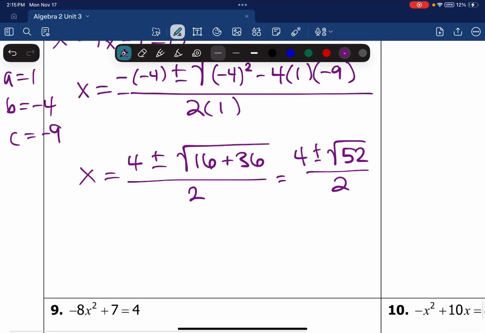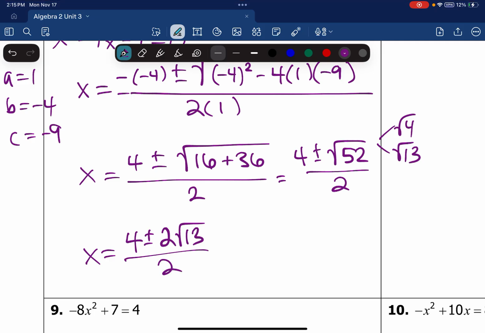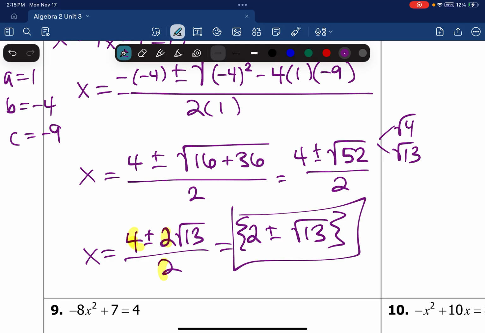We're then going to simplify radical 52. We're going to think of its perfect square factors. Radical 52 could be rewritten as radical 4 times radical 13. So this would be 2 radical 13 when it simplifies out, all over 2. Finally, remember, we look at these whole numbers. We're going to simplify this fraction. 4 divided by 2 is 2. 2 divided by 2 is 1. 2 divided by 2 is 1. So this is my final answer: 2 plus or minus radical 13.